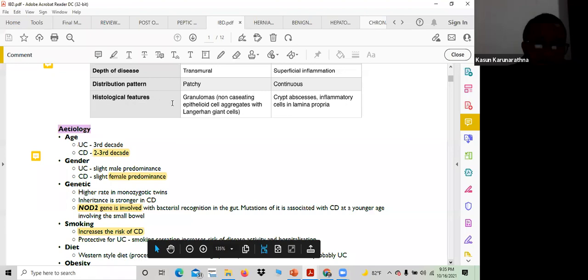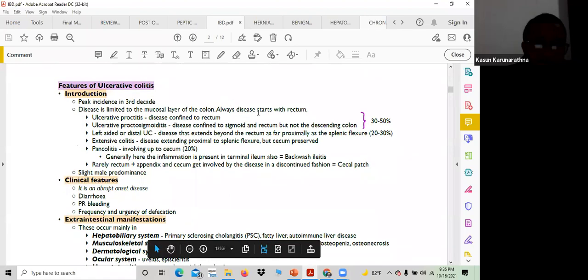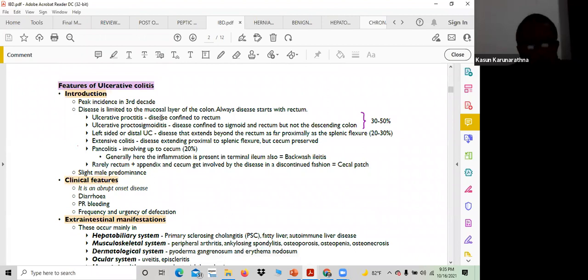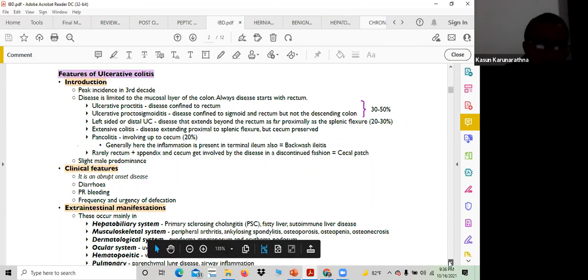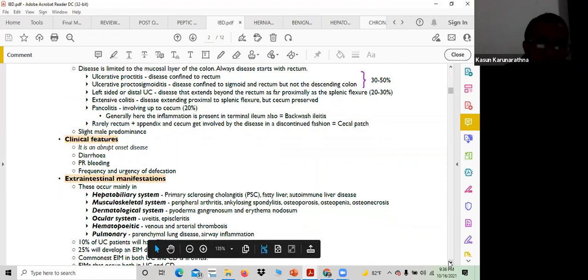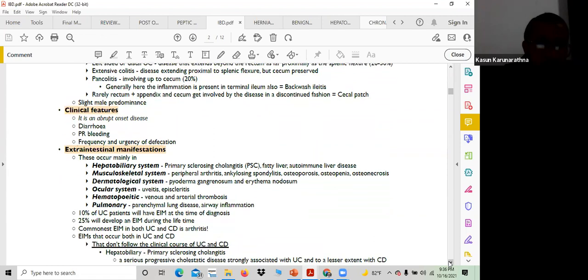Ulcerative colitis, a disease is limited to the mucosal layer of the colon. Starts as ulcerative proctitis, then ascends. Then it becomes proctosigmoiditis. Then involves the left colon. In extensive disease, it affects the entire colon up to the cecum, right? If the cecum is involved, it's called pancolitis. Then clinical features: diarrhea, PR bleeding, frequency and urgency of defecation, and there are extra-intestinal manifestations.